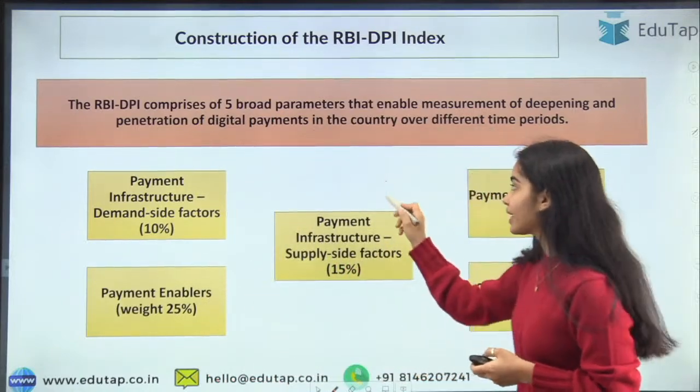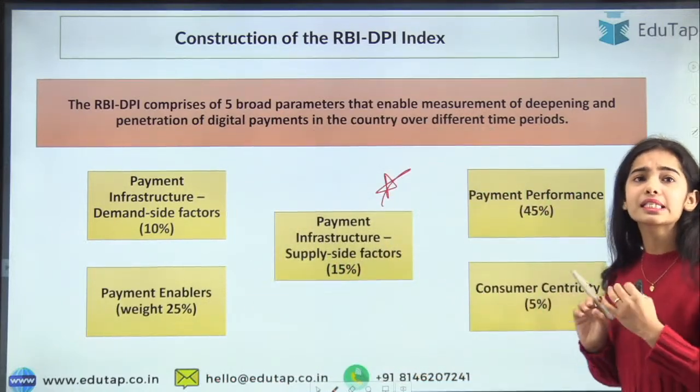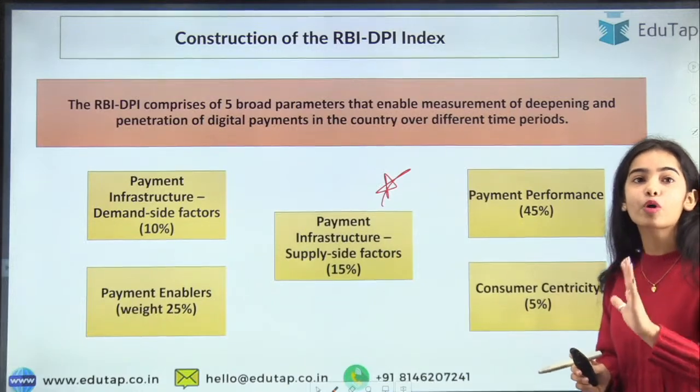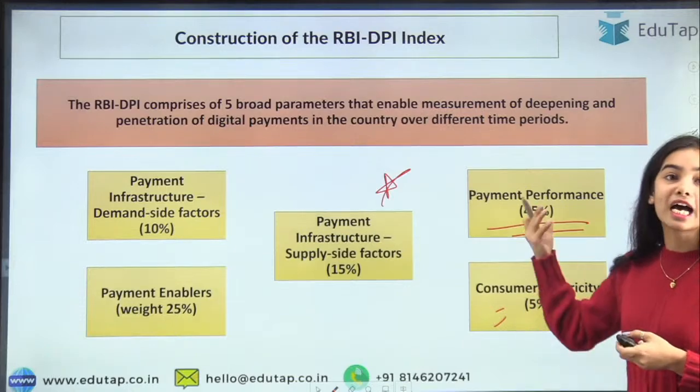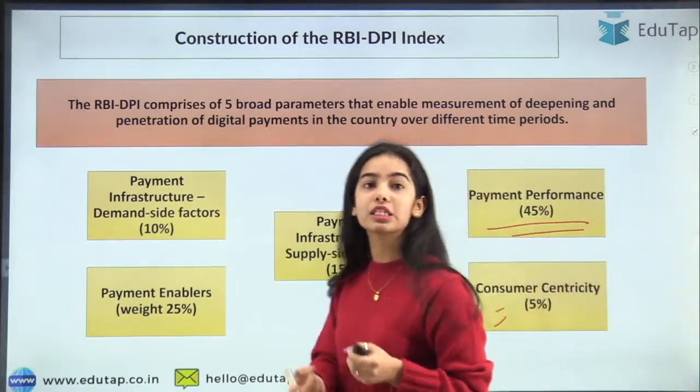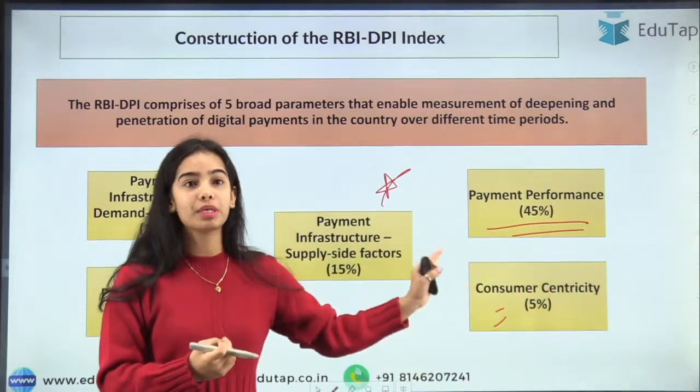I hope you already understand all of this. We have discussed the 5 broad parameters a lot of times. I hope you know what all of this means. The highest weightage is with payment performance, and the lowest weightage is with consumer centricity.